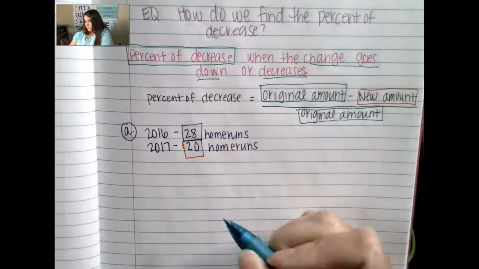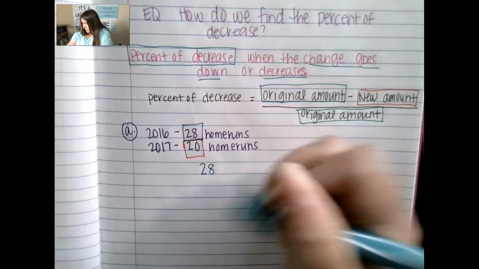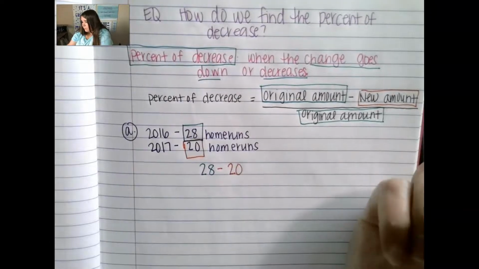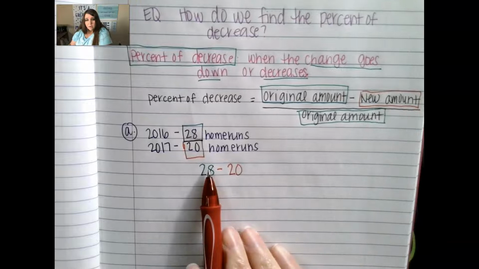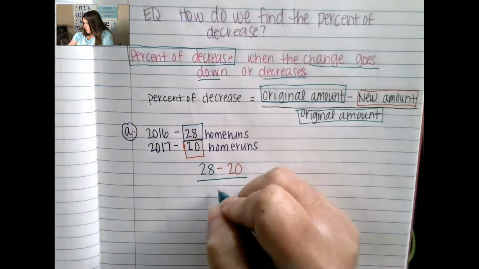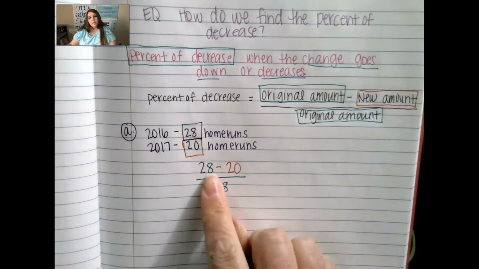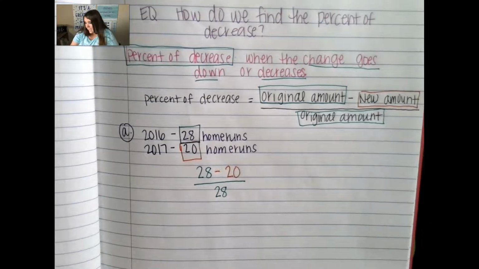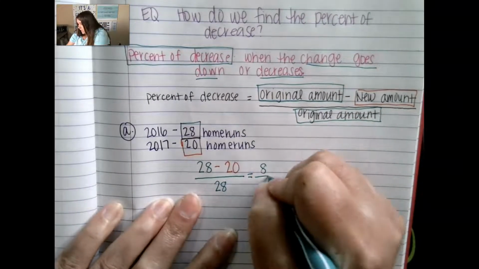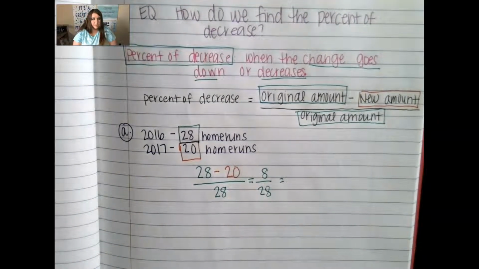So we can use this equation to solve for a percent of decrease. We're going to start with 28 home runs. Our original amount was 28, and we're going to subtract 20 from this because that's our new amount. So original amount, new amount, and then at the end we're going to divide by 28. So we can see that 28 minus 20 is 8. And then we're going to slide this divided by 28 over.